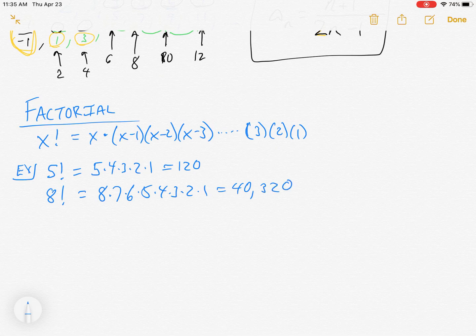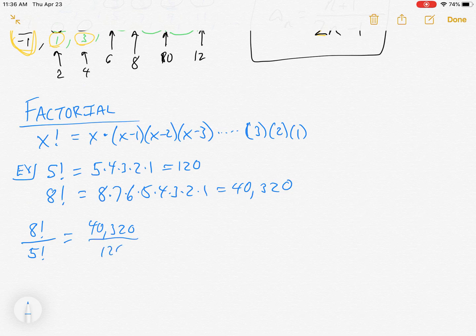8 factorial would be 8 times 7 times 6 times 5 times 4 times 3 times 2 times 1. And this, I'm not going to work it out, but it's 40,320. You'll note that factorials get really big very fast. In fact, you can't even do 100 factorial in your calculator. I think 70 or so is as high as it goes.